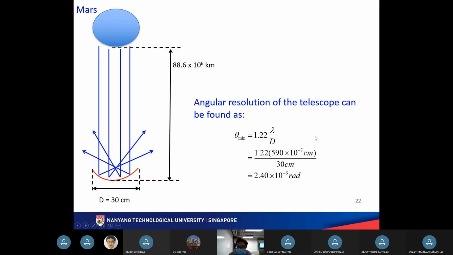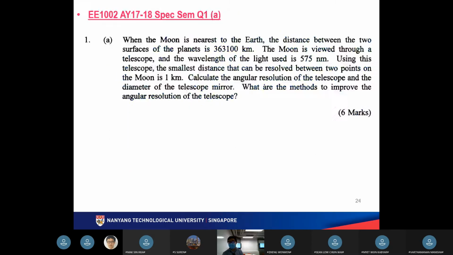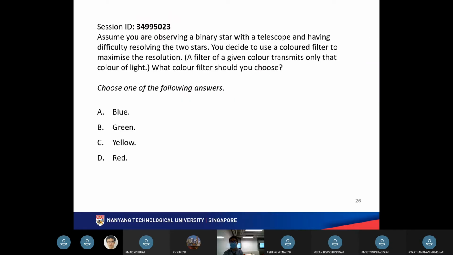Yes, very good. There are 2 ways. Either decrease lambda, the wavelength, or increase the aperture size d. There are 2 ways for us to improve the resolution: either make lambda smaller or make d larger. Bear this in mind, and let's consider one question.